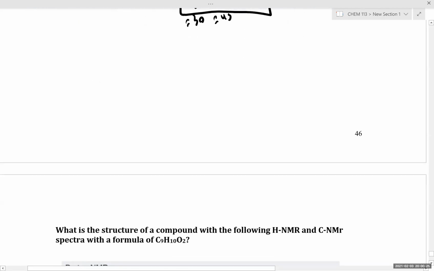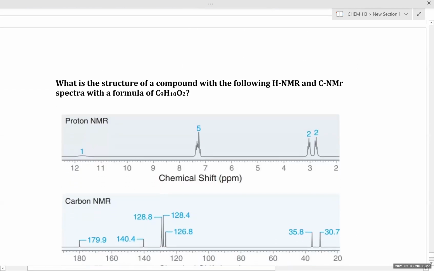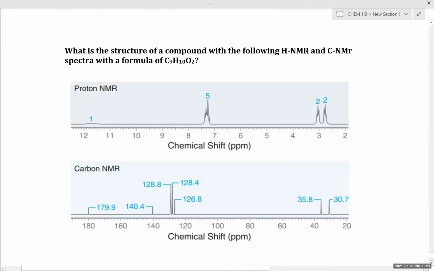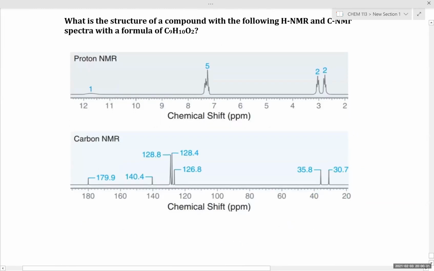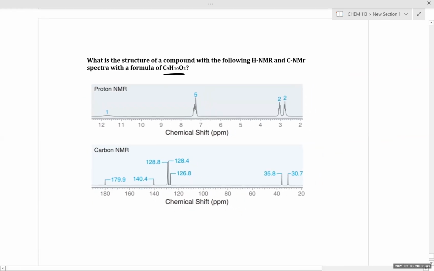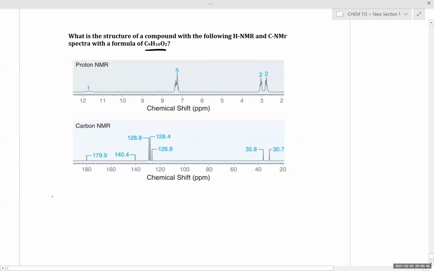Okay, so let's do one more example. This time you're going to have to deal with proton and carbon NMR. I'd like us to take a moment and try to interpret the proton and carbon NMR of a compound with the formula C9H10O2. In this case, our DU is equal to 2 times 9 plus 2 minus 10 over 2, which in turn gives us a DU of 5.